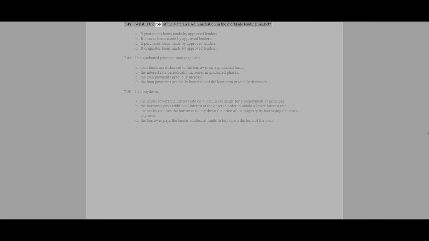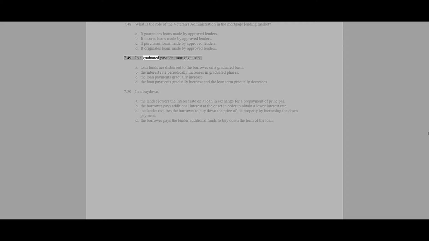7.48 What is the role of the Veterans Administration in the mortgage lending market? A. It guarantees loans made by approved lenders. B. It insures loans made by approved lenders. C. It purchases loans made by approved lenders. D. It originates loans made by approved lenders.